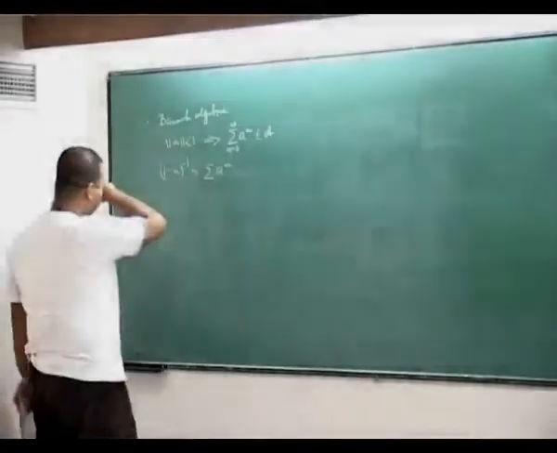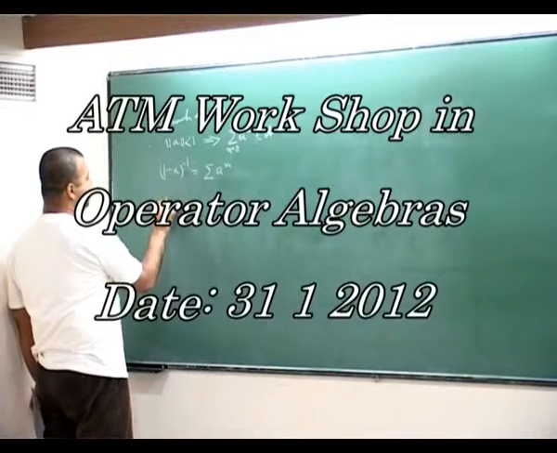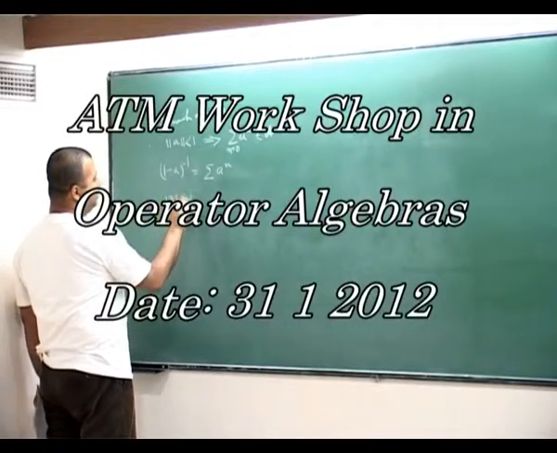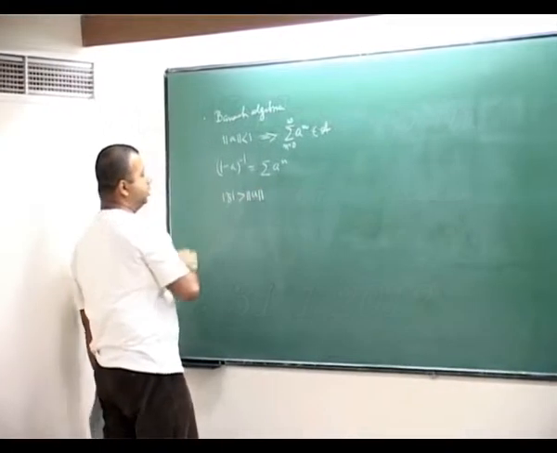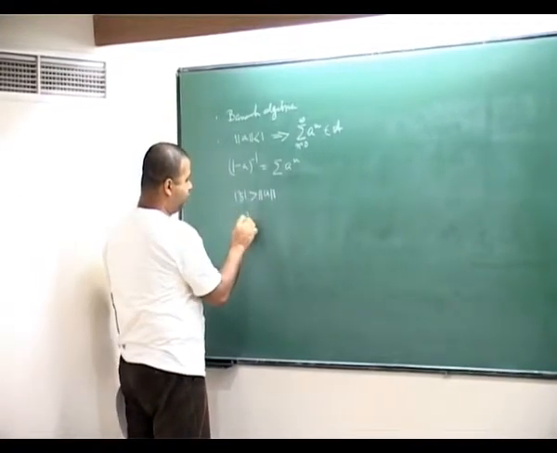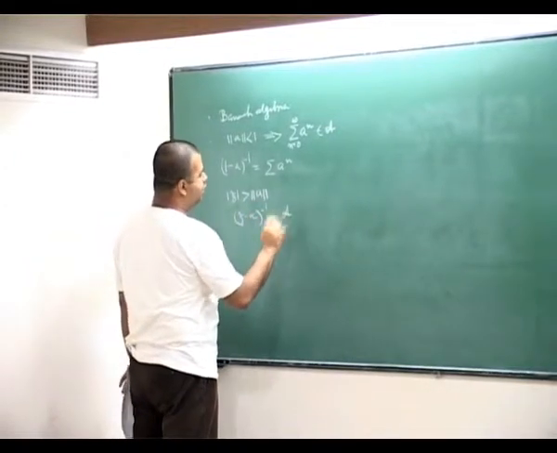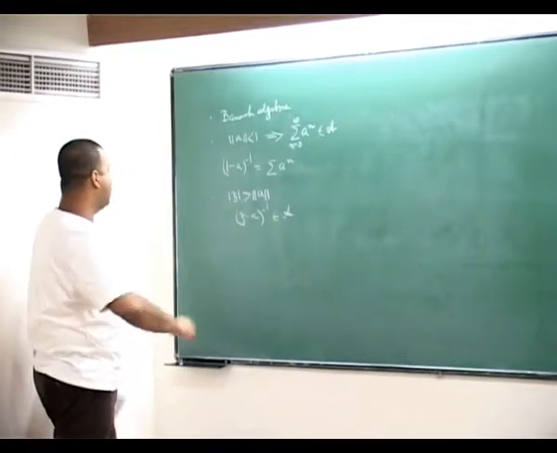So this is the essential idea, and then using that, of course, one proves that, for example, if mod z is greater than norm A, then z minus A inverse is in A, and so on and so forth.